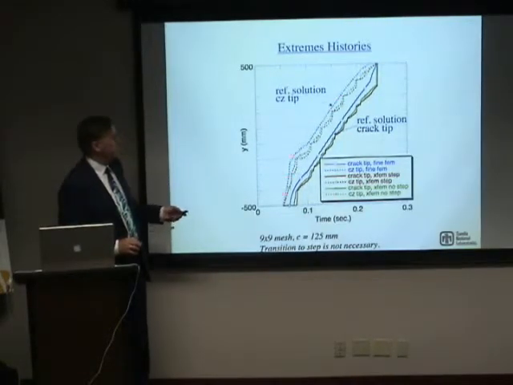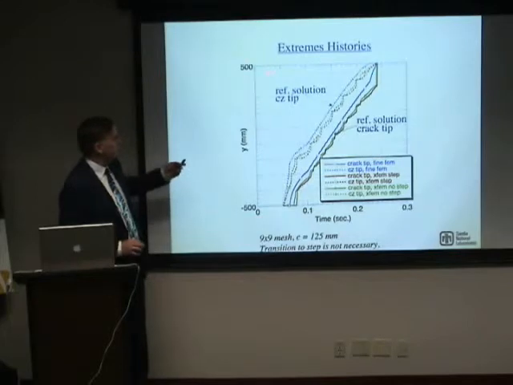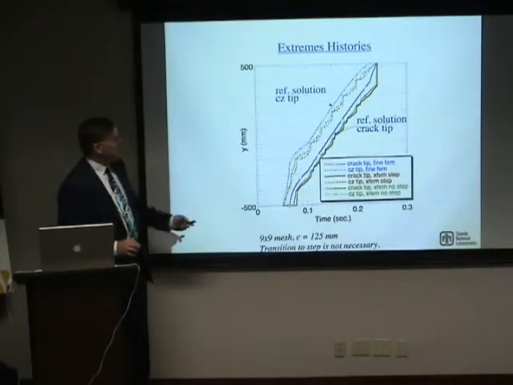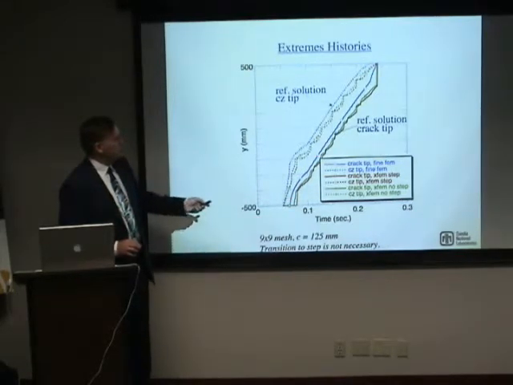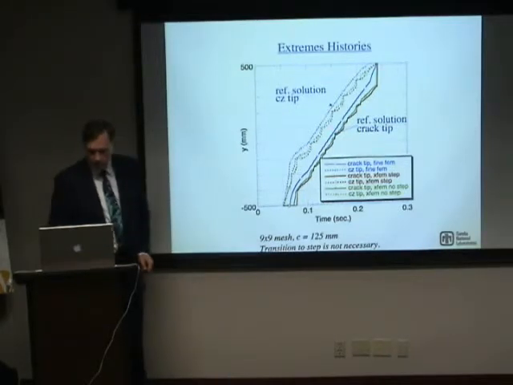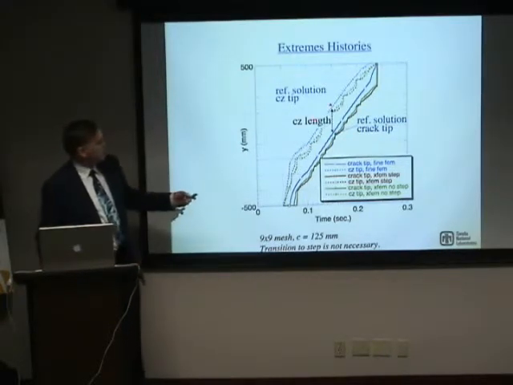In other words, its position coming through the thickness of the member. This represents the depth of that member. And then likewise, the solid blue line represents the reference solution for the actual crack tip, or the cohesion-free crack tip. The distance between them at a given time represents the length of the cohesive zone.